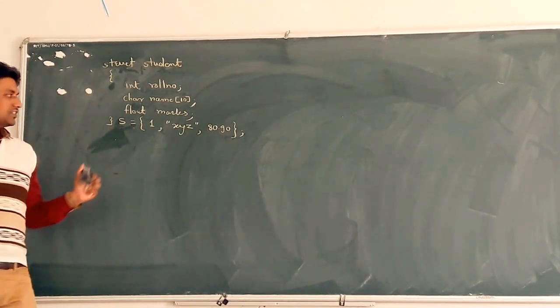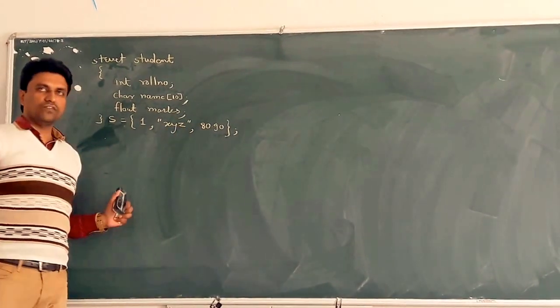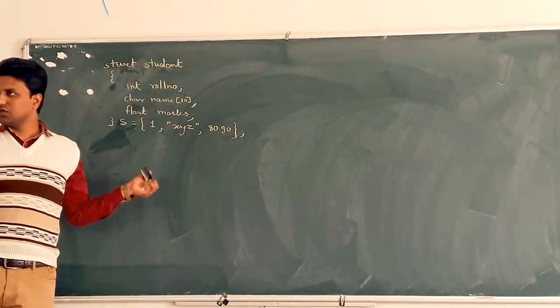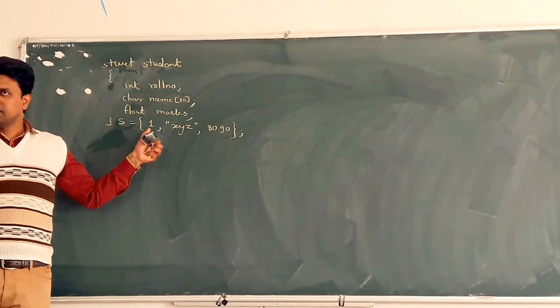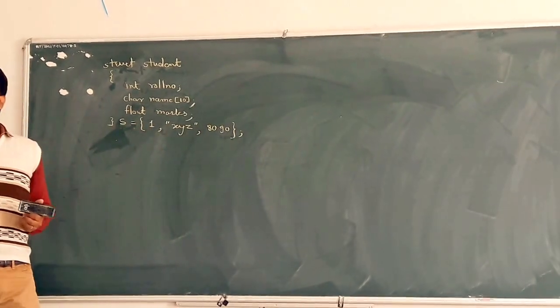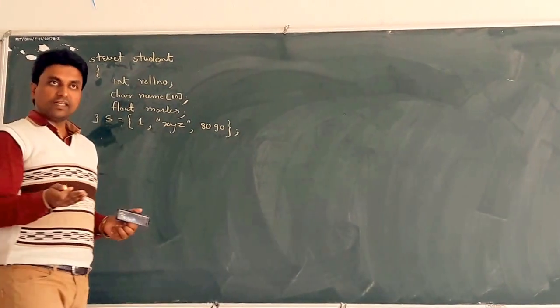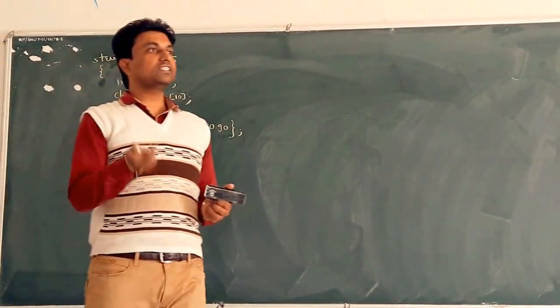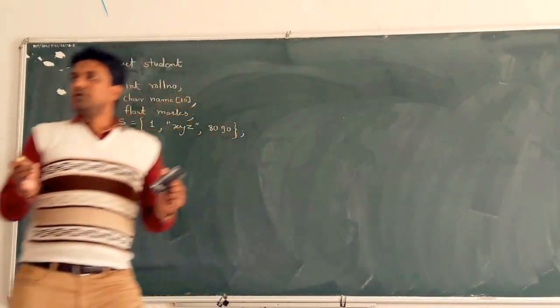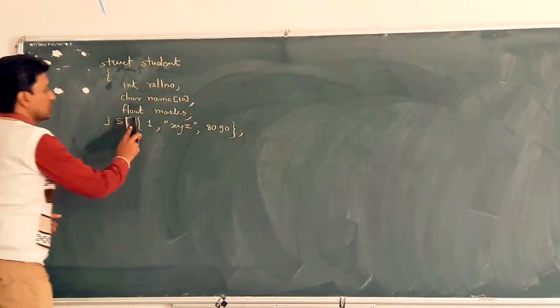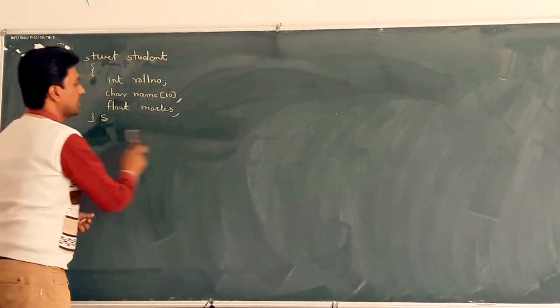Okay, this initialization is called global initialization. We can initialize that S variable. S is a global variable. Initialize it above the main function. Clear? So there are a number of varieties of ways of declaring a structure variable as well as initializing a structure variable. Clear? Okay. Next.